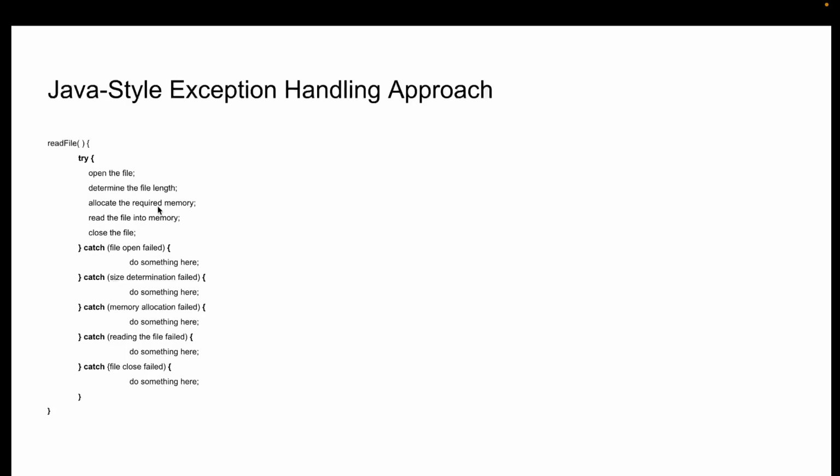So it will go to the catch block and see if you have written any exception handling scenarios that can handle the issue. You got the error or exception from determining the file length, which is the second step. So we will see if there is a catch block written that matches and can handle this error.